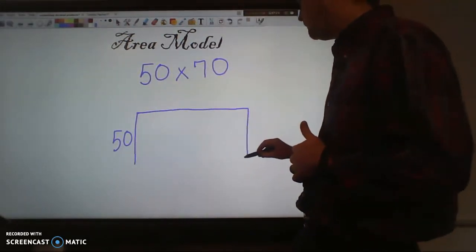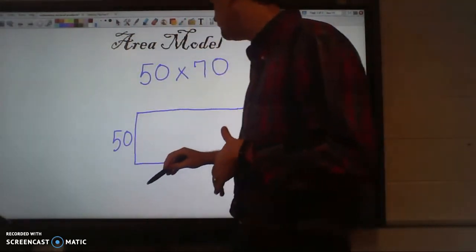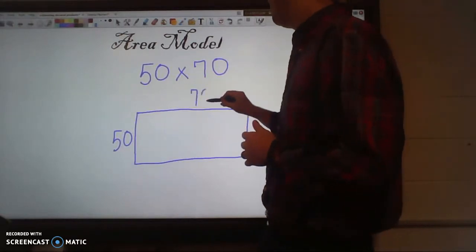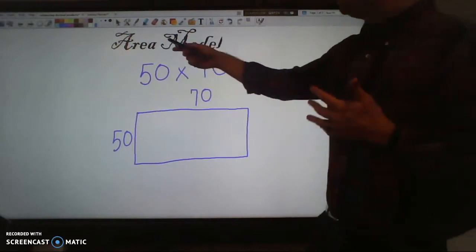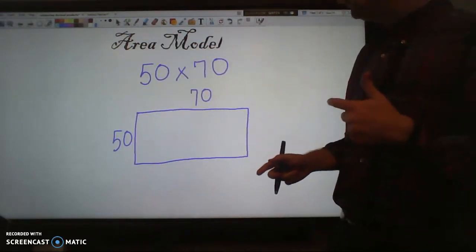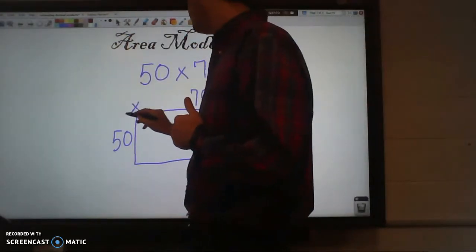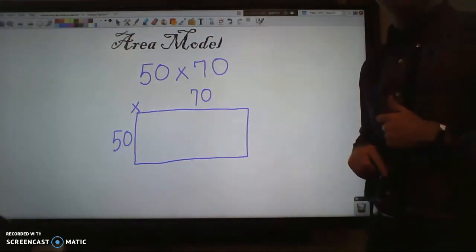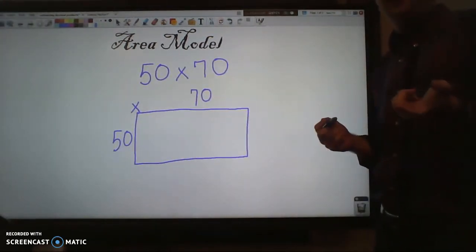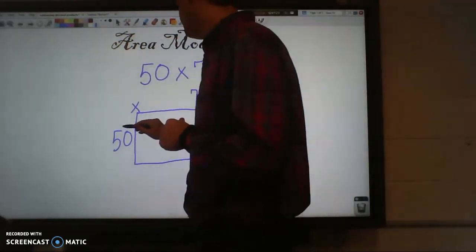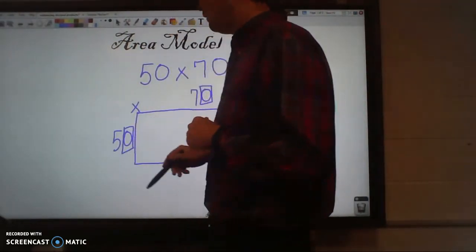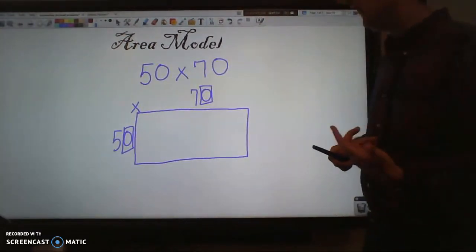Okay, and this can be the area model. It could say a tape diagram. And remember, this is 50 times 70 because that's what area is, length times width. So I'm going to put a multiplication sign here to remind me. Now, before I do anything, I'm going to box my zeros. And now I'm going to just do my basic facts.